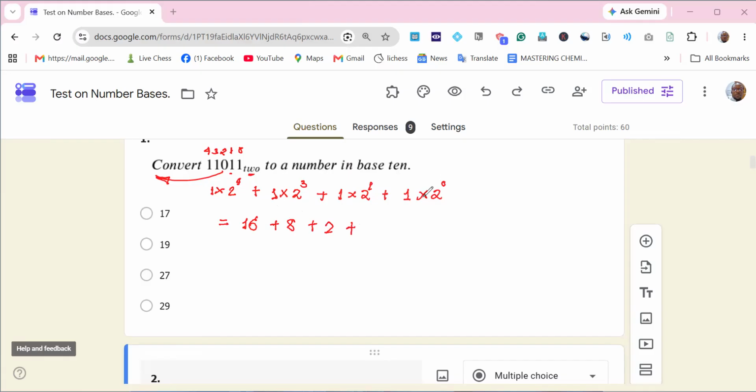And finally, we have 2 to the power 0, which is 1 according to the law of indices. 1 multiplied by 1 is still 1. And when we add this together, 8 plus 2 already is 10, plus 1 is 11. 11 plus 16 gives us 27, our answer written in base 10. Very simple. And that will be option C, our final answer.